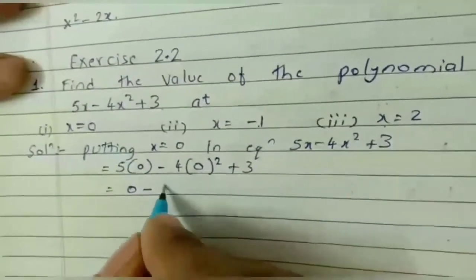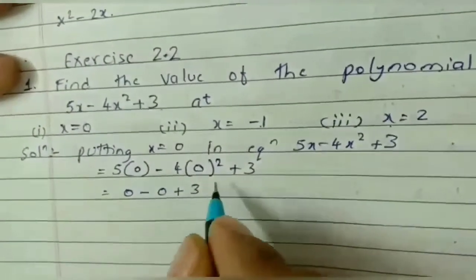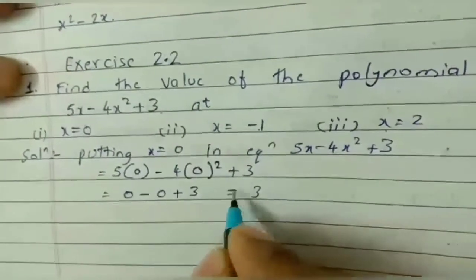0 into any number is 0, plus 3. So the answer of this is 3.